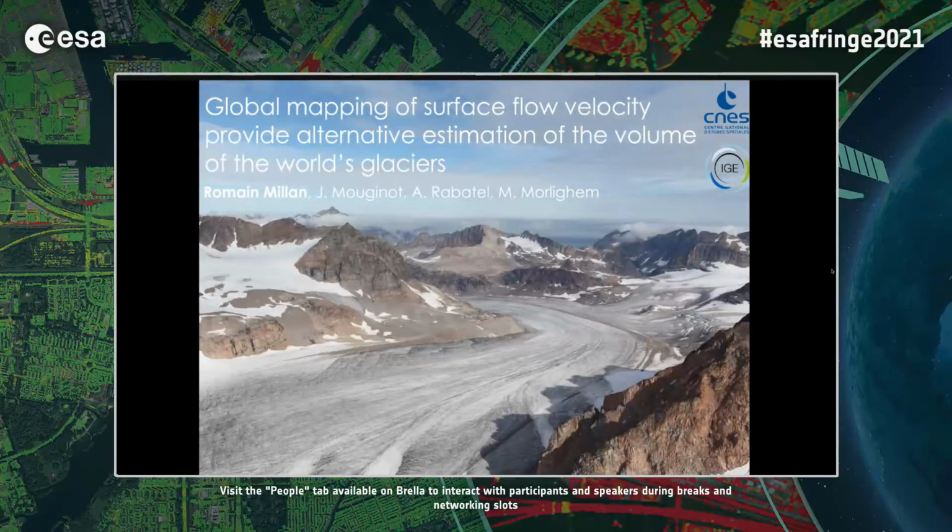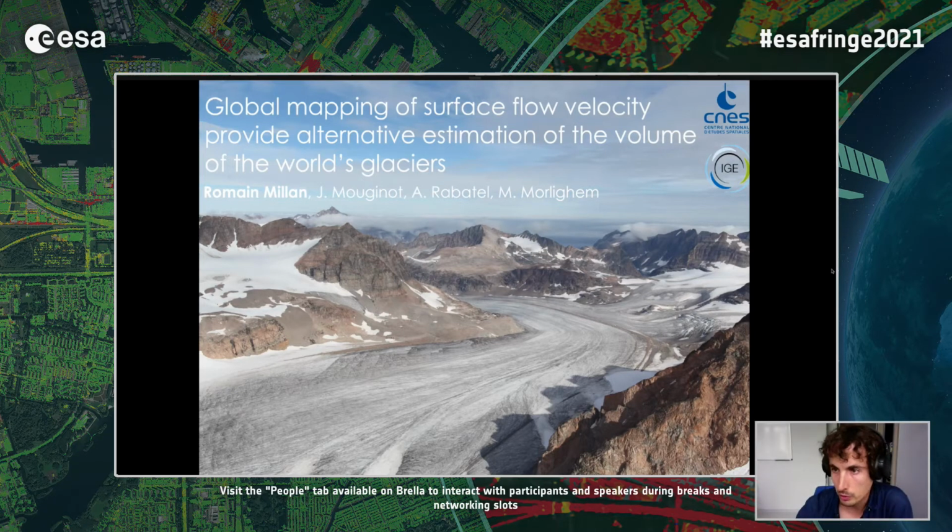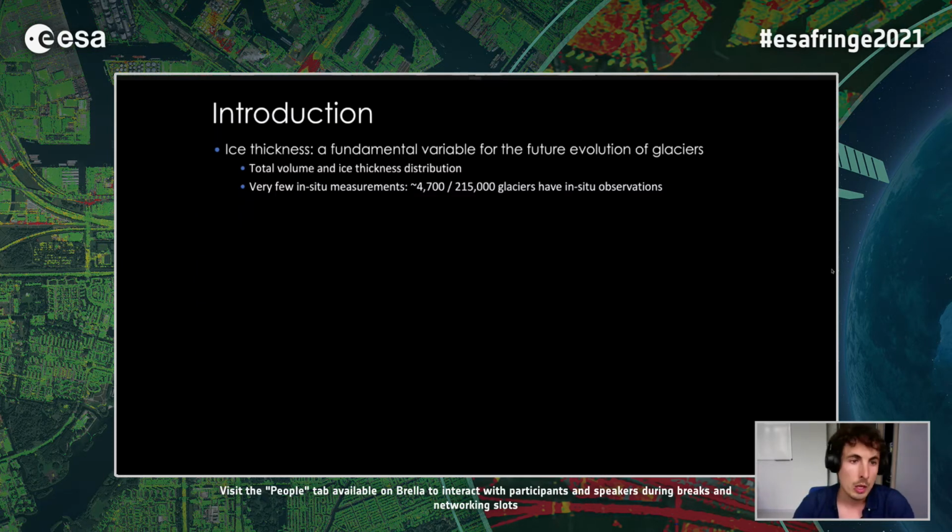Hi everyone, so I'm Romain Milan and I'm going to present you the work that I've been doing during the past 2 years at the IGE laboratory in Grenoble, which aims at mapping surface flow velocity of mountain glaciers and using this mapping to map ice thicknesses globally. So the ice thickness is a fundamental variable. It allows you to have the total volume of the ice, but more importantly, the ice thickness distribution, which is fundamental to have a good temporality in the projection.